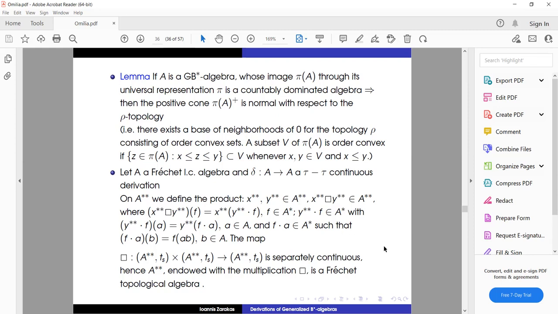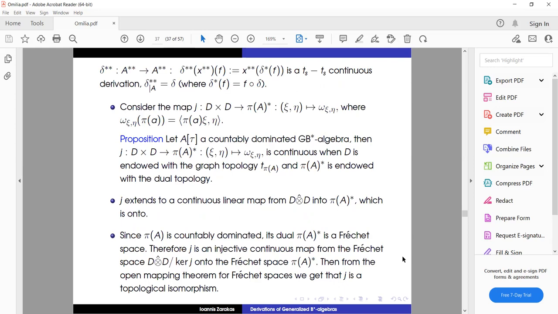And it happens, and it is a very good thing, that the alpha bidual with respect to tau s, where tau s is the topology of convergence on bounded sets of the bidual, is a Fréchet topological algebra. The multiplication, the product square, is separately continuous, and our alpha bidual is a Fréchet topological algebra.